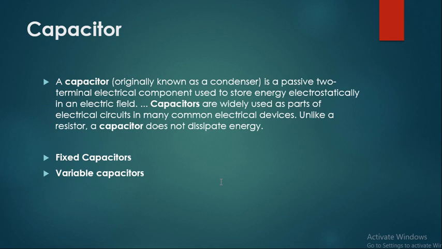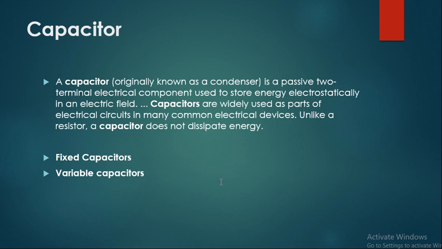So what is a capacitor? A capacitor is also known as a condenser. It is a passive two-terminal electrical component which is used to store energy electrostatically in an electric field. Capacitors are most commonly used as parts of electrical circuits in many common electronic and electrical devices. Unlike a resistor, a capacitor does not dissipate energy. So this is the difference.